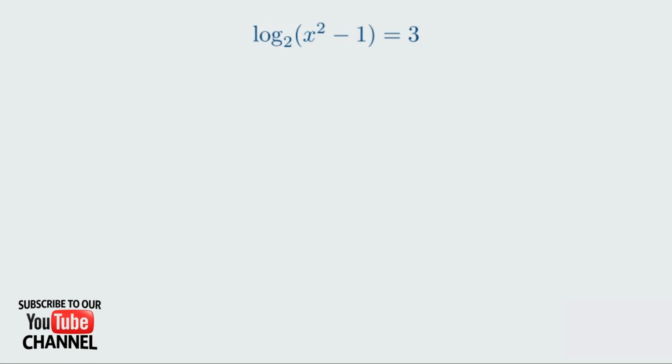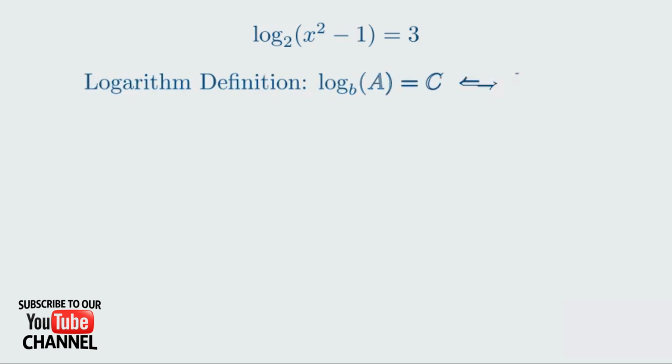We'll start with our original equation again, log base 2 of x squared minus 1 equals 3. The most effective way to eliminate a logarithm is to convert the equation into its exponential form. This is based on the fundamental definition of a logarithm. Let's review that definition. If we have a logarithmic expression of the form log base b of a equals c, it is equivalent to the exponential expression b raised to the power of c equals a.